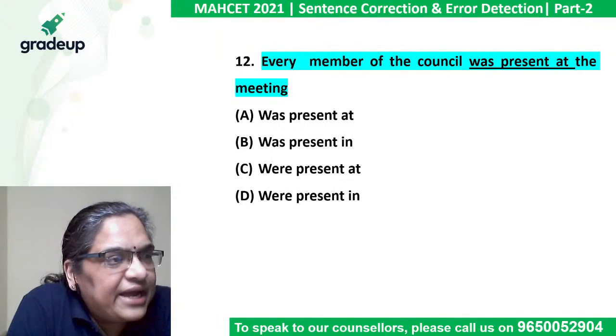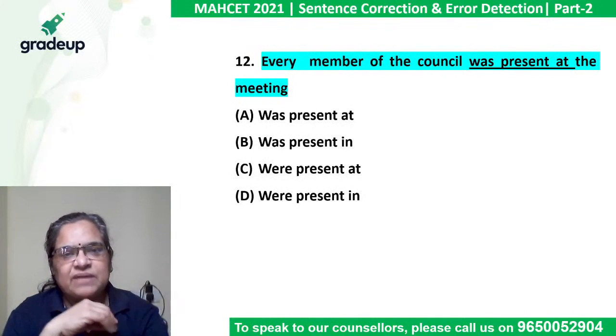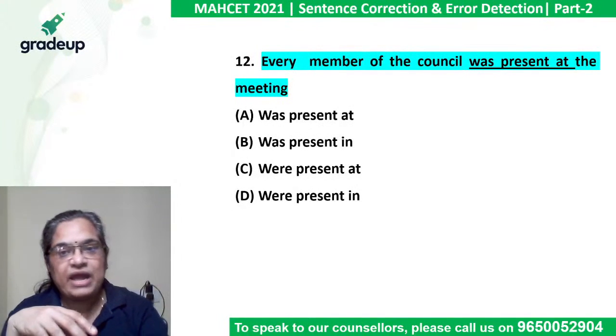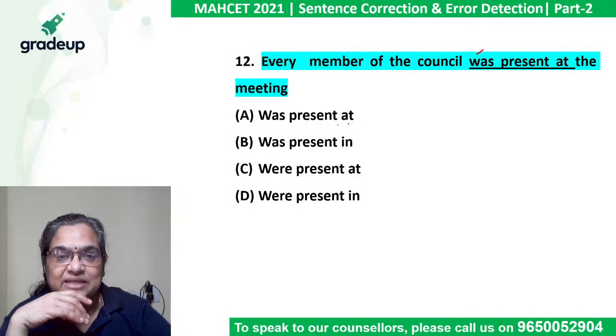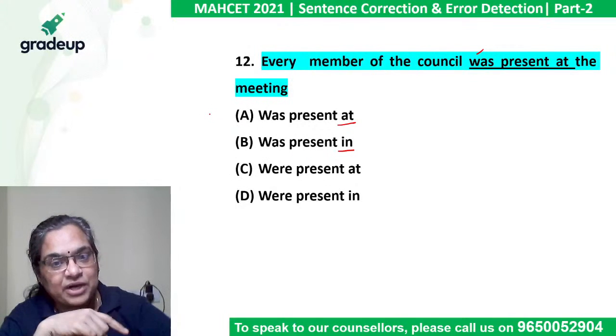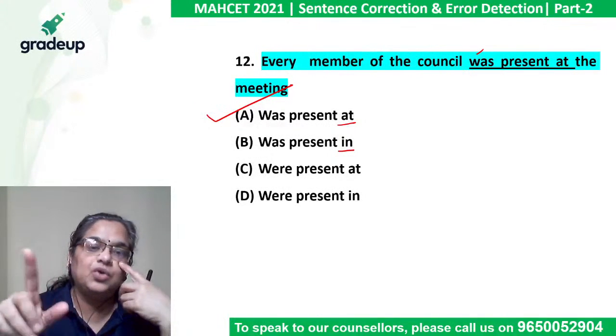I've seen lots of A, B, D. Each and every, someone, everyone, anyone, generally is always singular. So every member was present. Next question, is it at the meeting or in the meeting? You are present in a class, but you are present at the meeting. Why? Don't ask me. I can only tell you what.